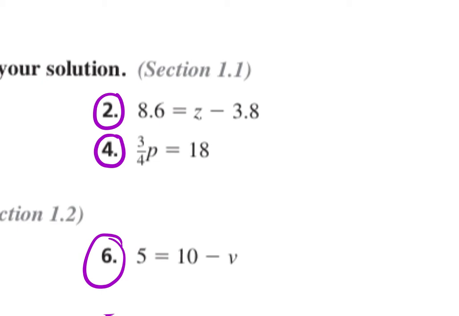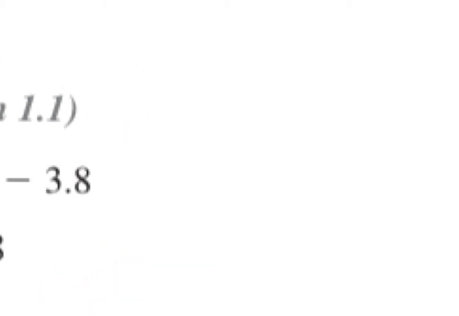Number 2 says 8.6 equals z minus 3.8. I'm going to write it over here. 8.6 equals z minus 3.8. Guys, in one step, if I wanted to solve this, what would I do? Yep. Love it. We're going to add the 3.8 to both sides.